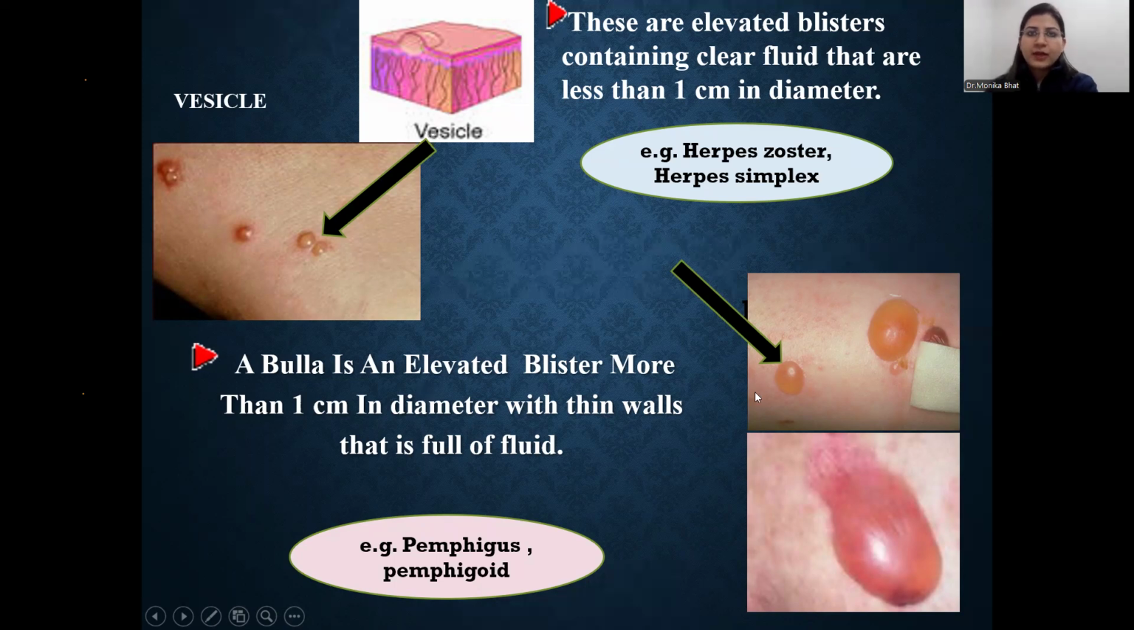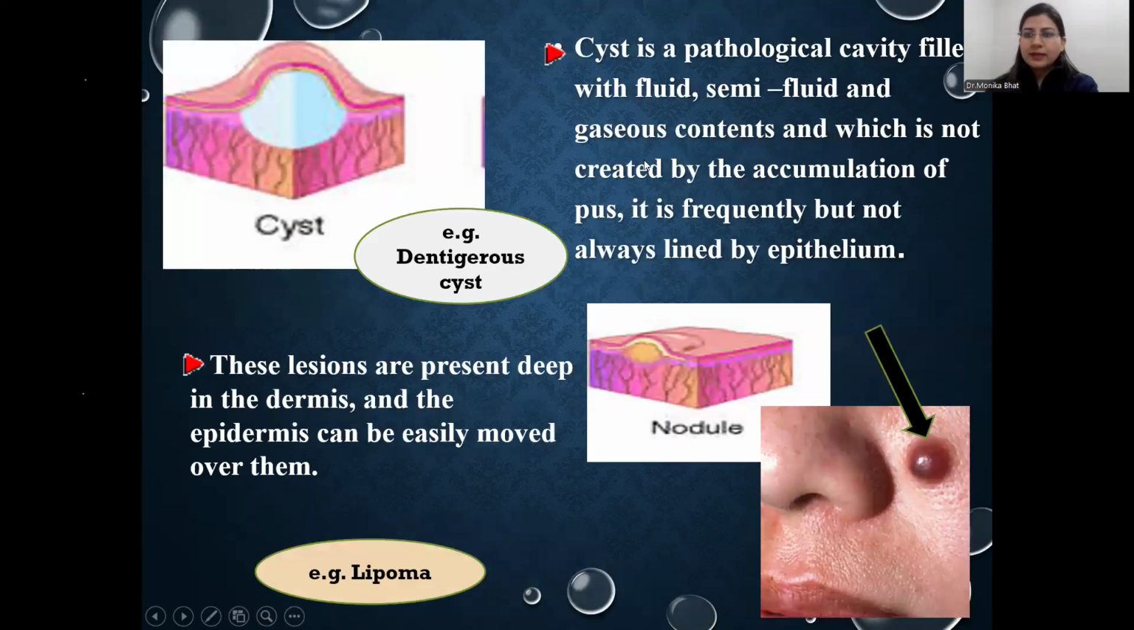or pemphigoid. Next, we have the cyst, which is basically a pathological cavity containing fluid, semi-fluid, or gaseous content, created by the accumulation of pus. It is frequently, but not always, lined by epithelium, as we most commonly see in the dentigerous cyst associated with an impacted tooth. The next type of lesion is the nodule, which is deep-seated in the dermis and can be easily moved. For example, we have lipomas as nodular lesions.